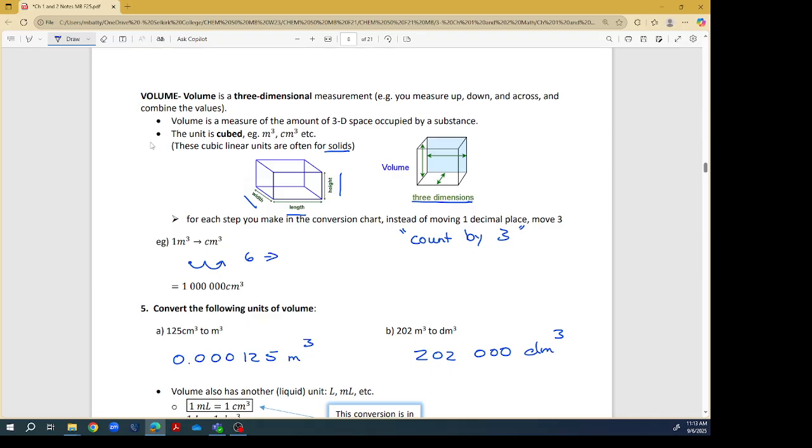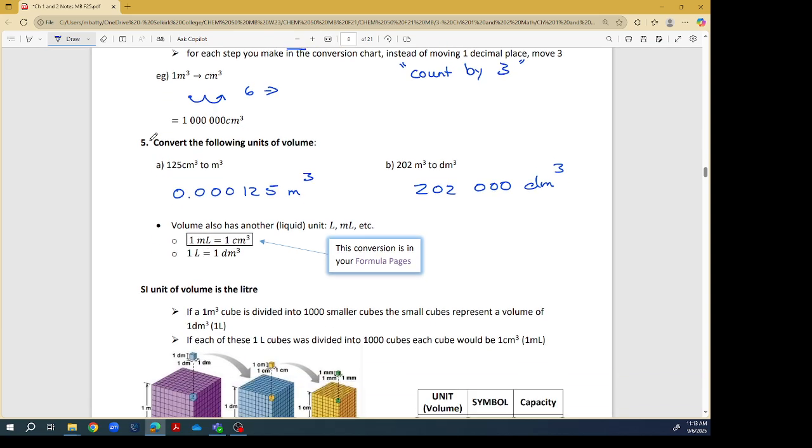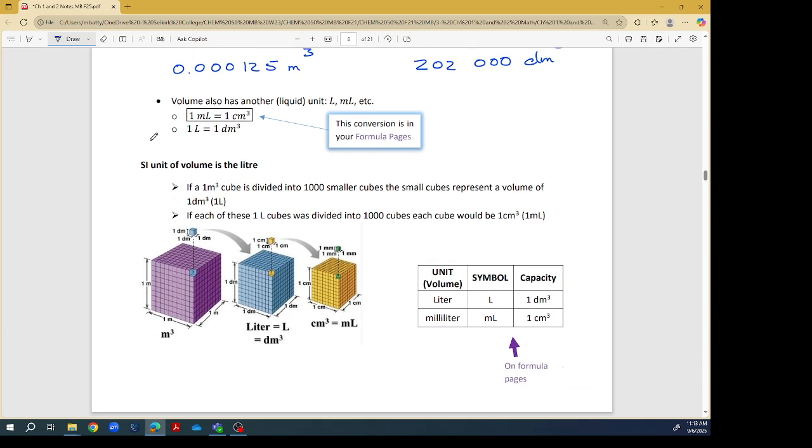Okay, there's another way of representing volume. And so those are typically for solids. If you wanted to measure a volume of, say, water or oil in a kitchen, typically you measure them in milliliters. The standard unit for liquid volume measure is the liter. You'll find that these are in your formula pages.